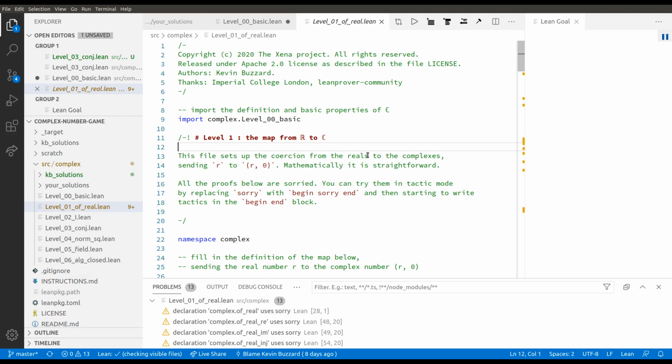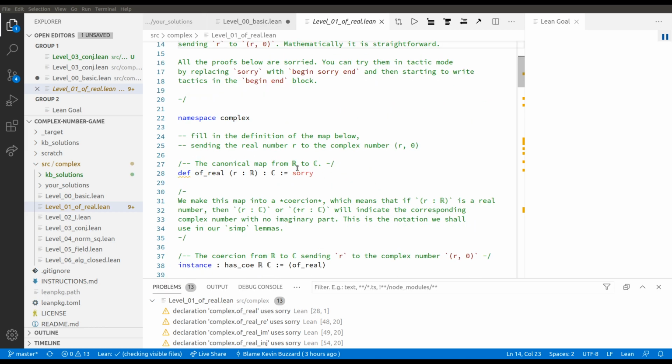So here's level 1, and level 1 is now the map from the reals to the complexes. So what's the definition of the map from the reals to the complexes? We start off with a real number r, and we have to make a complex number, and clearly we're going to make this complex number here, r, 0. The complex number with real part r and imaginary part 0. So let's make that definition now. Here is the definition.